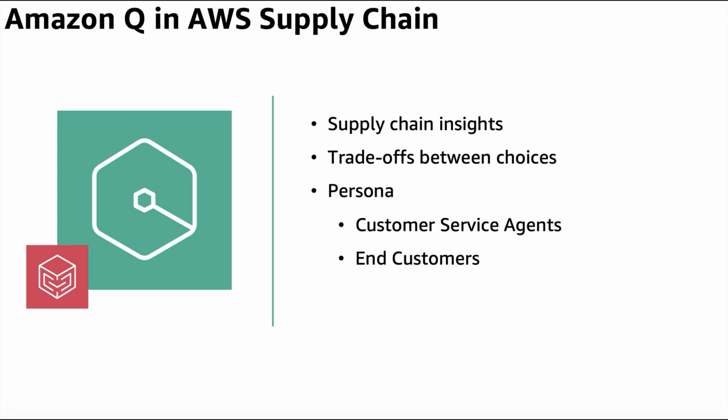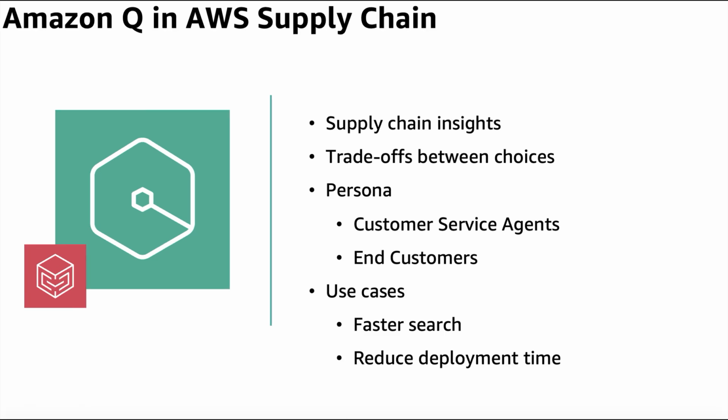The target persona for Amazon Q in AWS Supply Chain includes customer service agents and end customers. Some of the use cases for Amazon Q in AWS Supply Chain include reducing the time spent searching for supply chain information, minimizing the time needed to learn, deploy, or configure your supply chain.